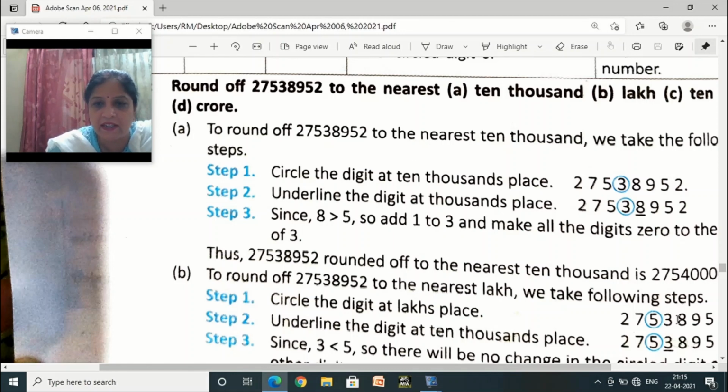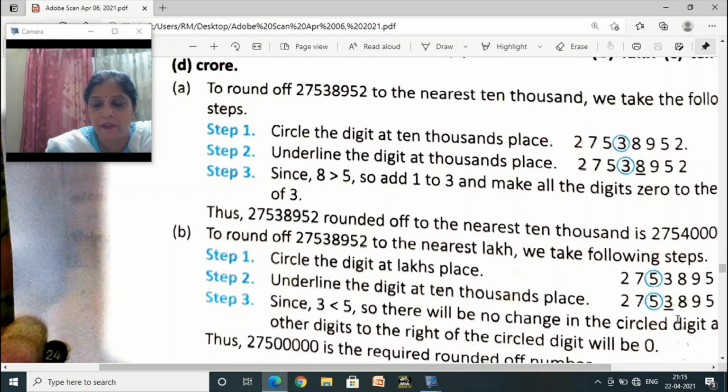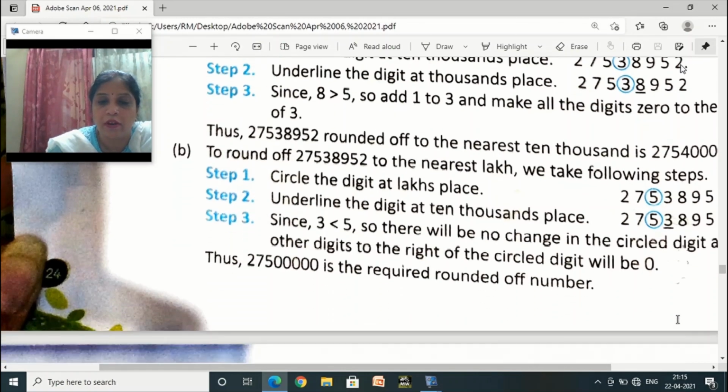Since 3 is less than 5, you will not add 1 to the circled digit and you make all digits 0. So it will be rounded off to 27 crore 50 lakh, so it will be 2750000. That is the required rounded number.